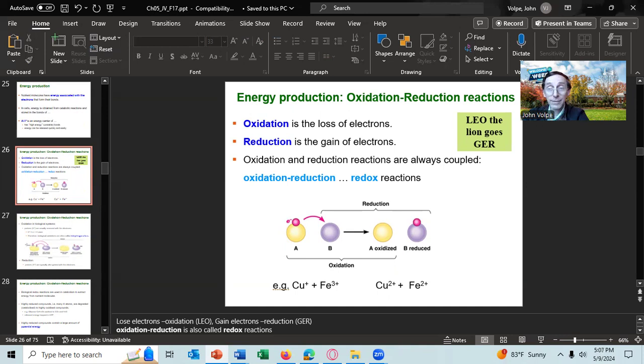For helping you remember oxidation reduction, you can say Leo the lion goes grr. So Leo, lose electrons, oxidation. Leo the lion goes grr, gain electrons, reduction. Any question about that?